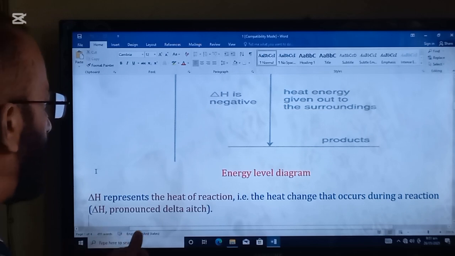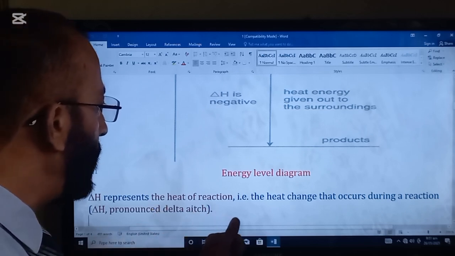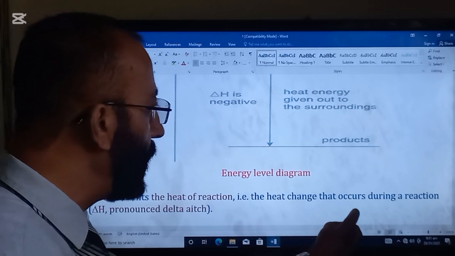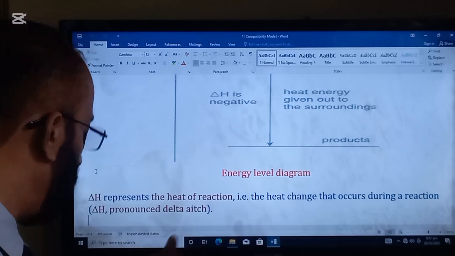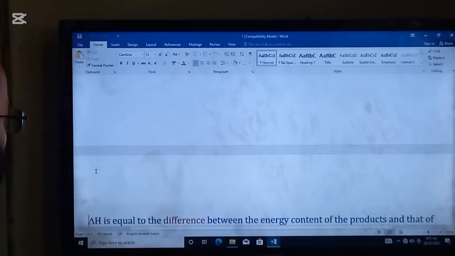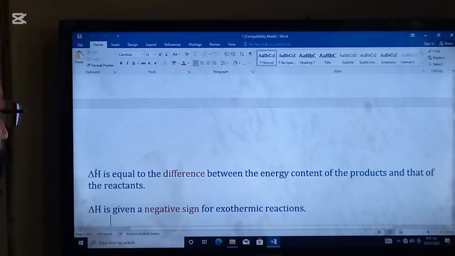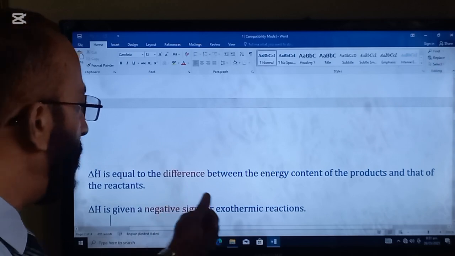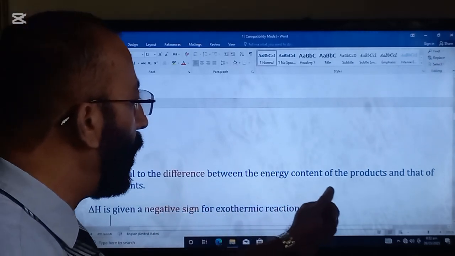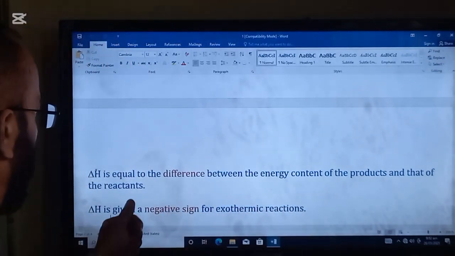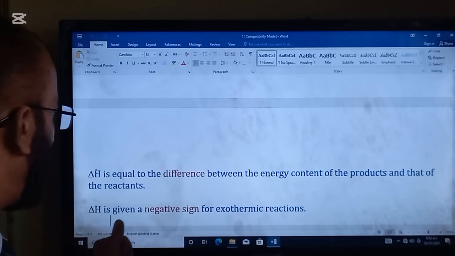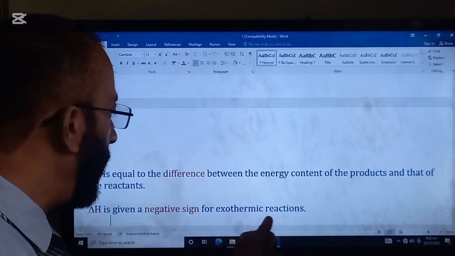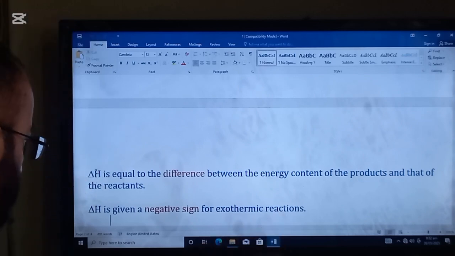Delta H represents the heat of the reaction, that is the heat change that occurs during a reaction. Delta H, pronounced delta H. Delta H is equal to the difference between the energy contents of the products and that of the reactants. Delta H is given a negative sign for exothermic reactions.